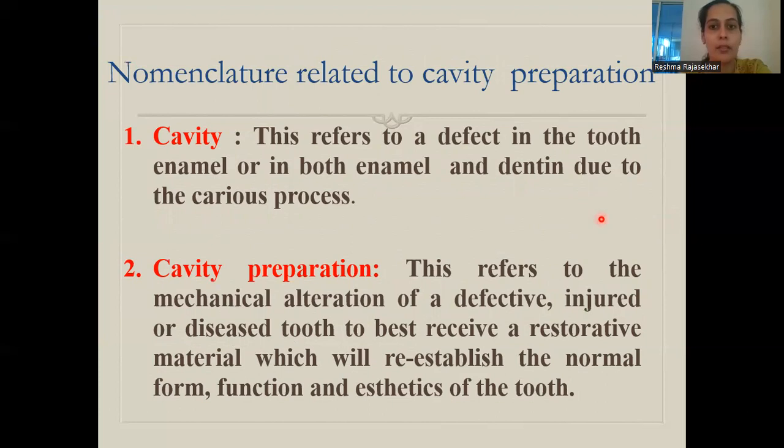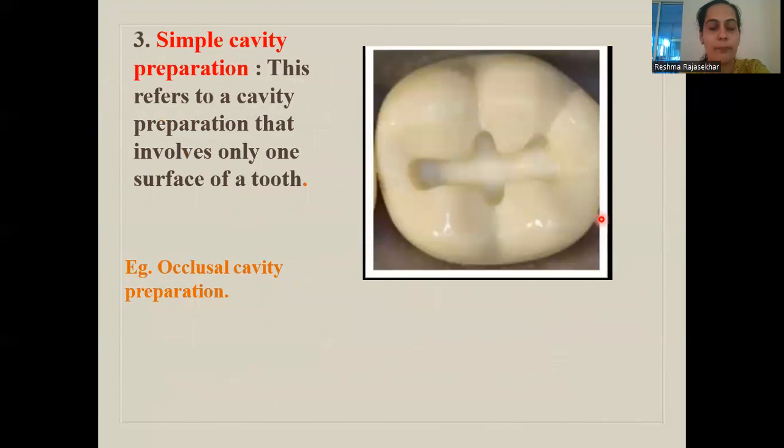It refers to a defect in the tooth enamel or in both enamel and dentin due to the carious process. While cavity preparation refers to the mechanical alteration of a defective, injured or diseased tooth to receive a restorative material which will re-establish the normal form, function and aesthetics of the tooth.